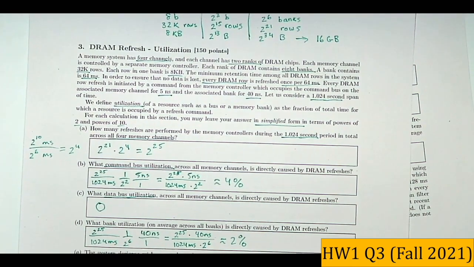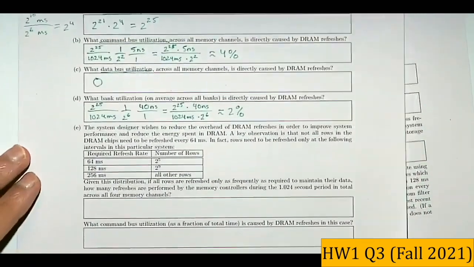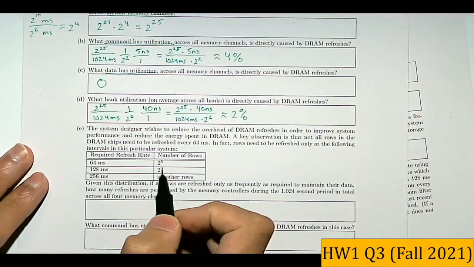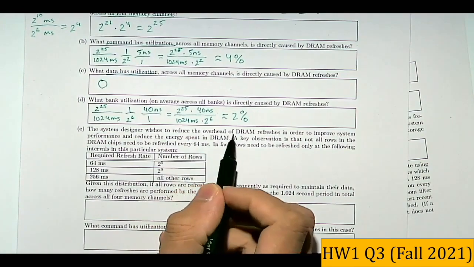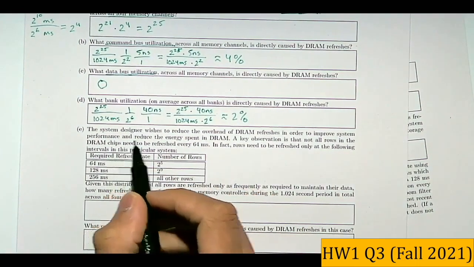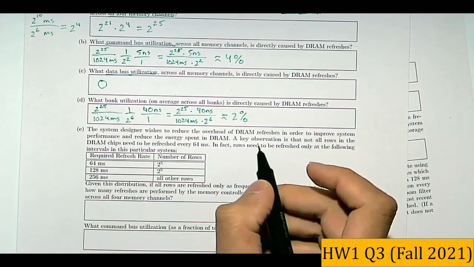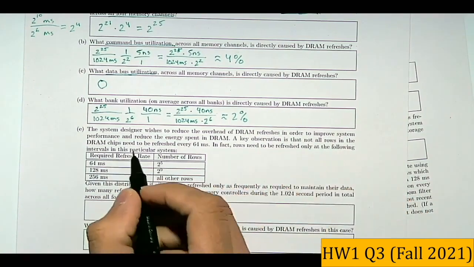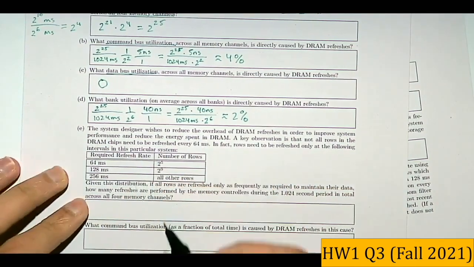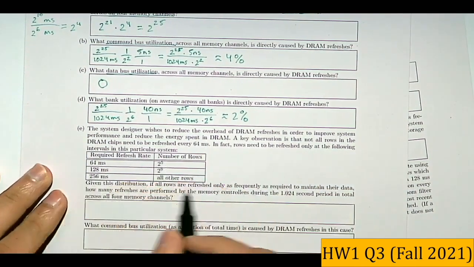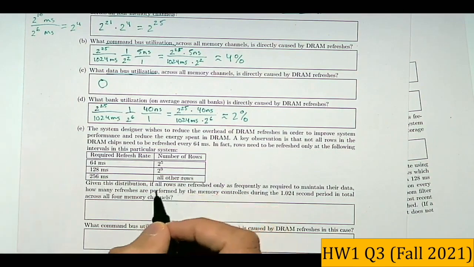Okay, so the next part of the question asks us to optimize this a little bit. There's more text here. The system designer wants to reduce the overhead in order to improve system performance and reduce energy. What we observe is that not all rows in the DRAM chip need to be refreshed every 64 milliseconds. In fact, we only need to refresh some rows at lower values, which are indicated in this table. And so this table provides us with what we need.